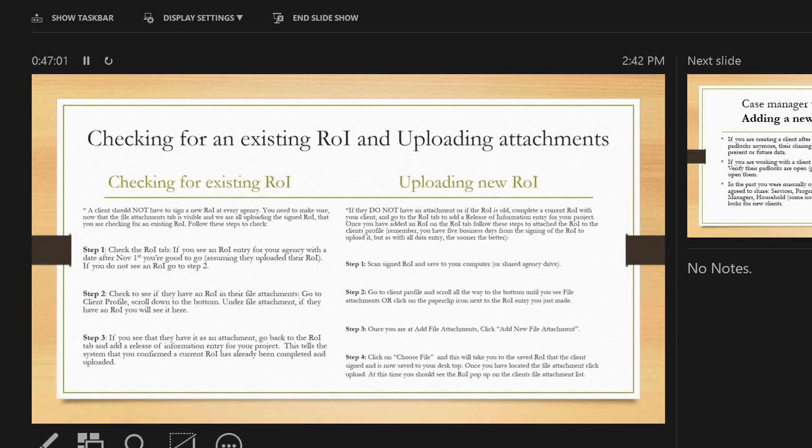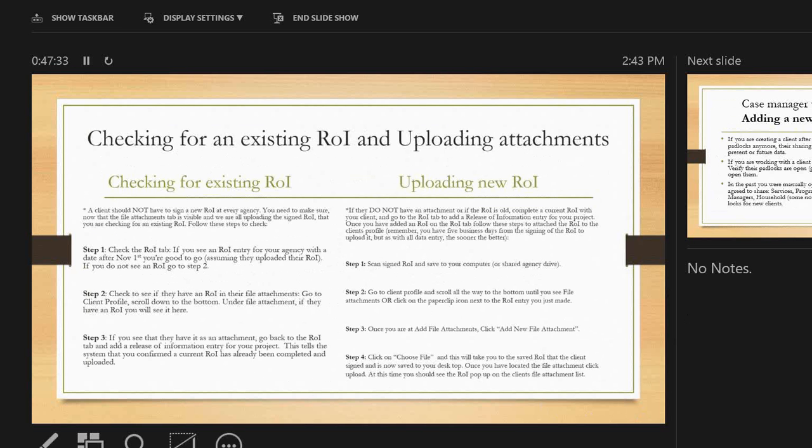If you download that, you can confirm the client made the decision and the ROI was filled out correctly. Then you can go back to the ROI tab, or the client summary tab, and add a release of information entry for your project. What that ROI entry tells the system is that even though the client did not complete an ROI with you, you did specifically confirm that someone else completed the ROI with them, that it is visible to you in the system, that you checked it, and that it is complete. So you've done your due diligence in confirming the client gave you permission to gather their information.